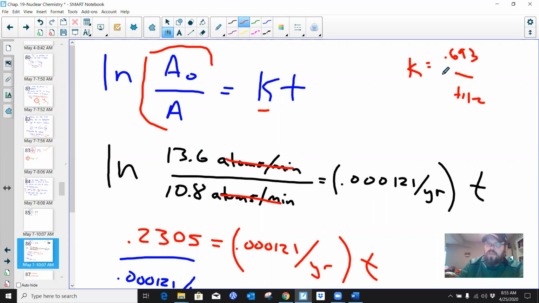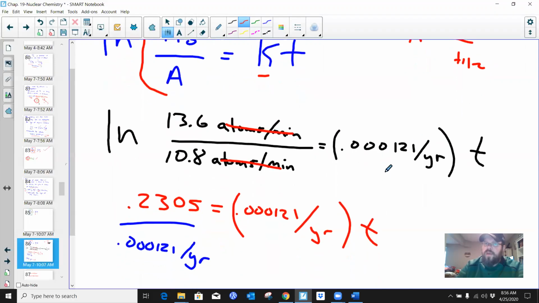The rate constant is 0.693 divided by the half-life. Again, carbon-14 is 5,730 years, so 0.693 divided by 5,730 years gives me this value of 0.000121 over years. Okay. Now, notice some things, right? We're solving for t, so this is the variable that we're solving for.